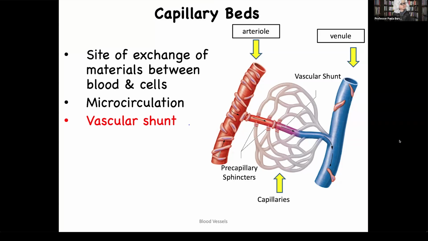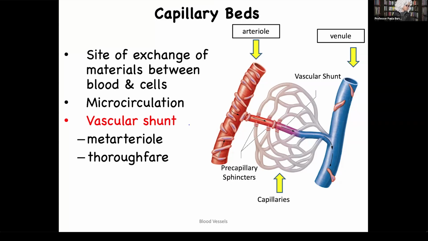In this illustration, you can see the vascular shunt connects the terminal arteriole to the postcapillary venule. Vascular shunts consist of 2 regions, a metarteriole and a thoroughfare. Blood enters from the terminal arteriole here into the metarteriole of the vascular shunt located here.